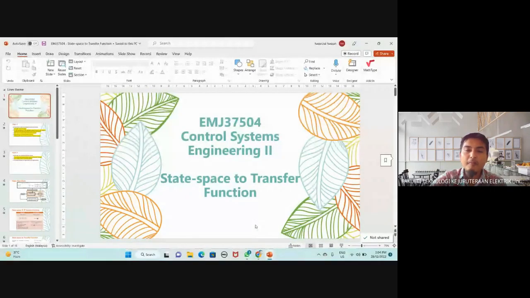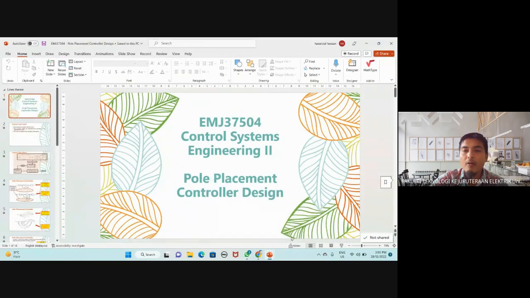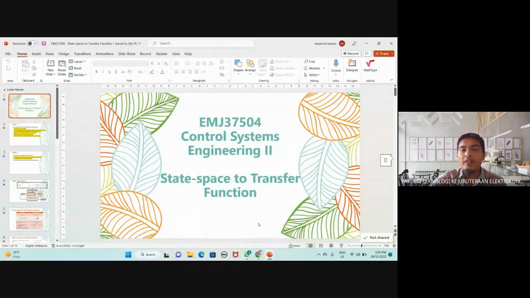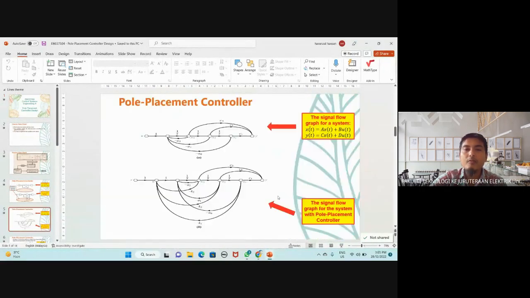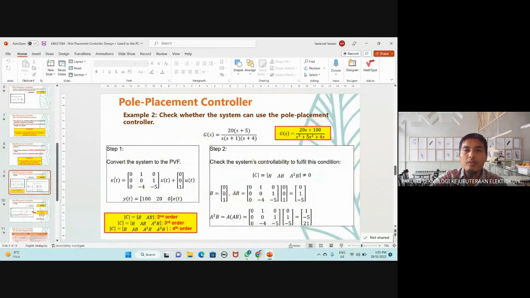Okay, so for today, I will cover this topic, state space to transfer function. I believe I already uploaded this slide to the e-learning. And then I will go a little bit into pole placement controller design. For the state space to transfer function, I will finish everything today. For the control design, I will go up to the rules in order to implement the pole placement controller to the state space.